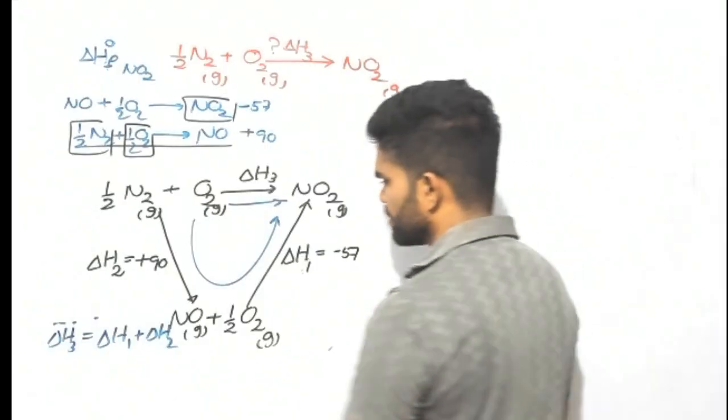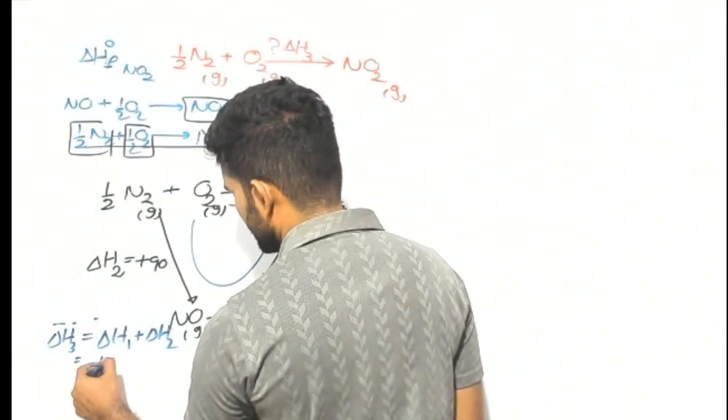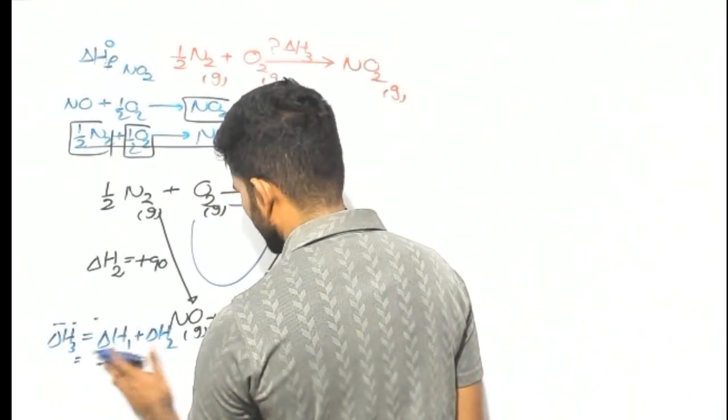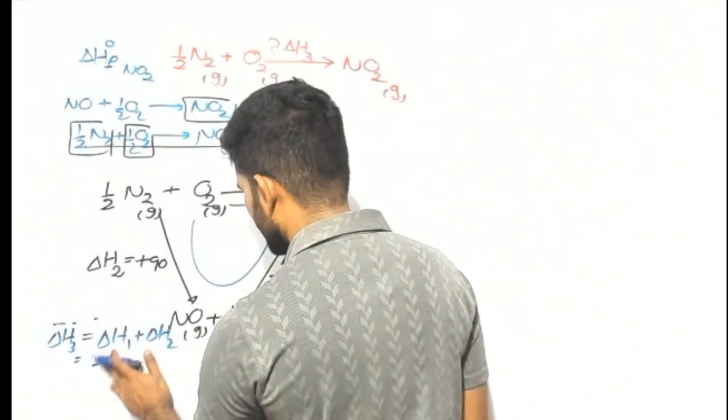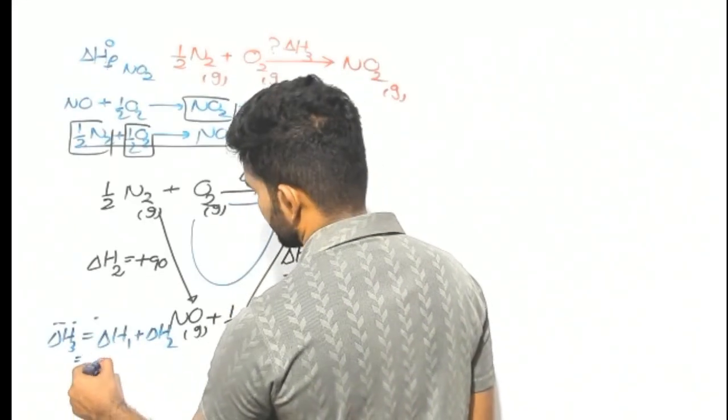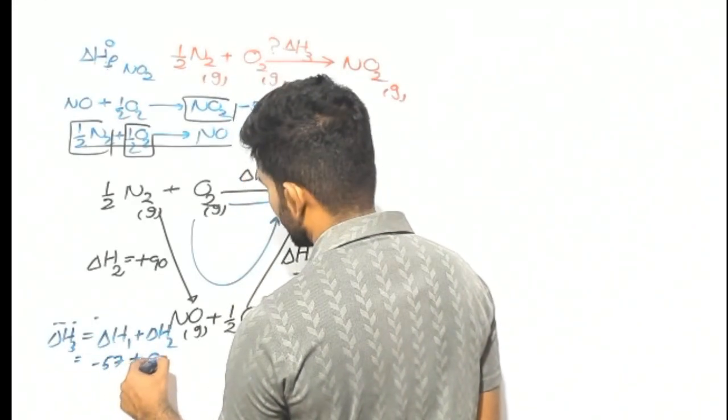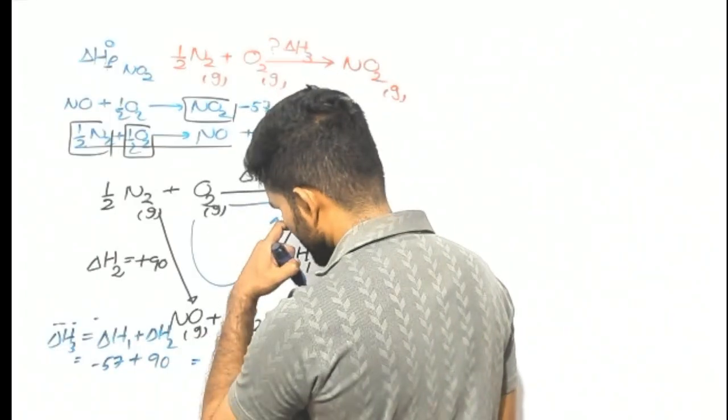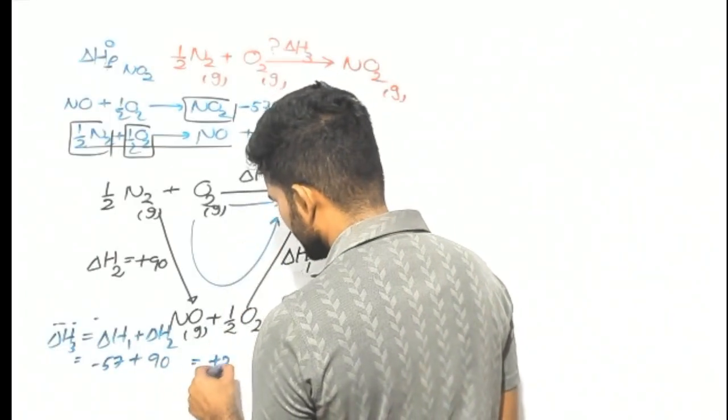The answer will be a positive answer. Plus, so minus 57 plus 90. Okay, so you will get positive 33.